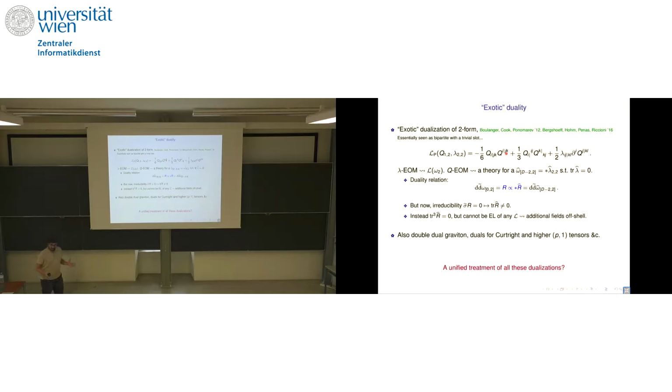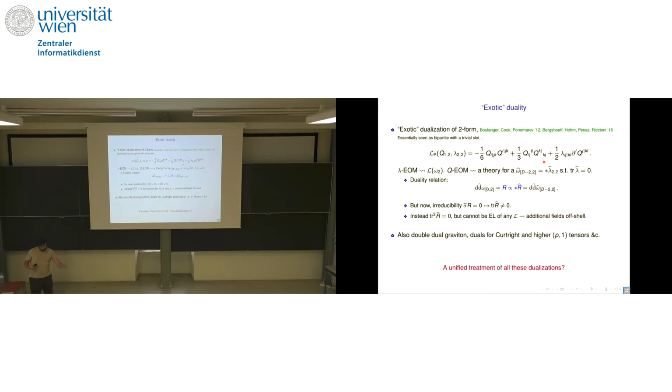So let me do it in an example. Here you take a two-form again, and essentially you try to see it as a bipartite tensor, as I mentioned in the beginning, which has a trivial slot, and you try to do duality on the trivial slot, right? So what these people considered was this Lagrangian here in terms of a 1,2 and a 2,2 tensors. These are reducible, both of them, and the lambda is again the Lagrange multiplier. And they considered this Lagrangian here with these particular factors also. Then they showed that when you take the lambda equation of motion, the result is again the kinetic term for a two-form.